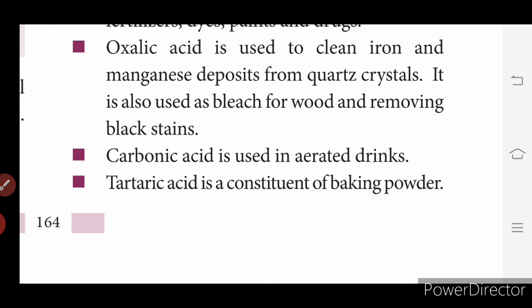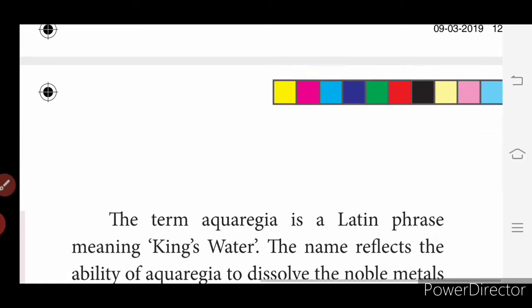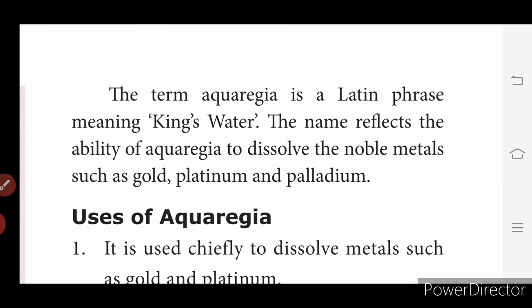Baking powder is used. The acid present in baking powder is tartaric acid. Next we will see about aqua regia. What is aqua regia? The term aqua regia is a Latin phrase meaning king's water.